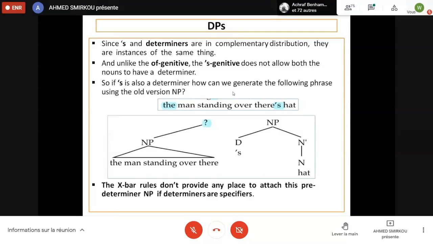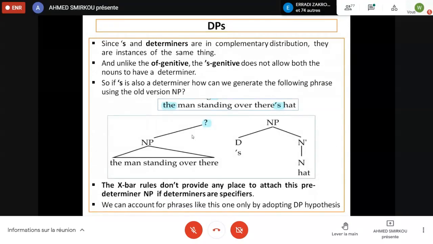Think of another example, "the men's house." How can you generate just "the men's house"? You have one determiner, which is "the," then you have the noun "man," then you have another determiner, the possessive S, "the men's." So how are you going to generate it? You have one determiner before the noun and one determiner attached to it. How can you do that? It's impossible. We can branch it only by adopting the DP hypothesis. We can account for phrases like this one only by adopting the DP hypothesis.